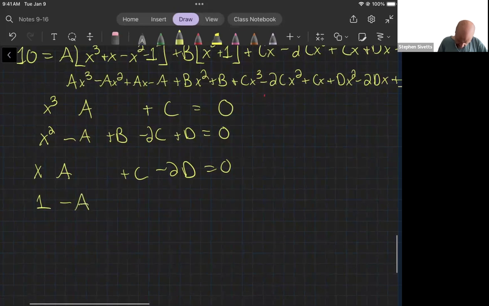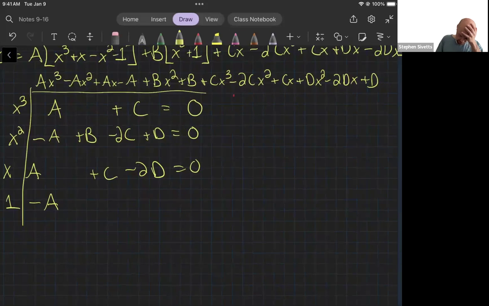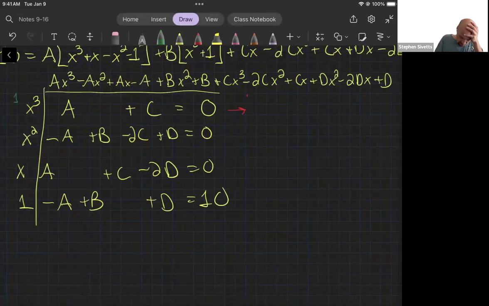And then minus a for the constants. I will have, so, minus a plus b plus d equals 10. Forgot that. Okay, now it should be able to work. So from the first equation here, so 1, 2, 3, and then 4. So in the first equation, we'll have c equals a, right?